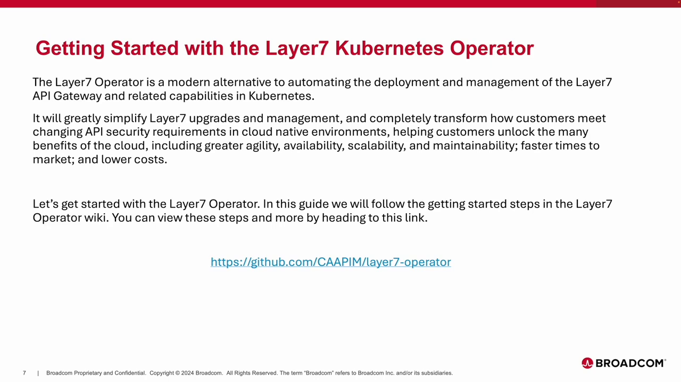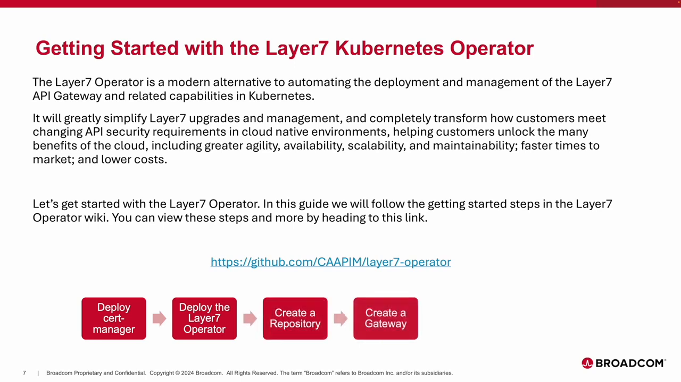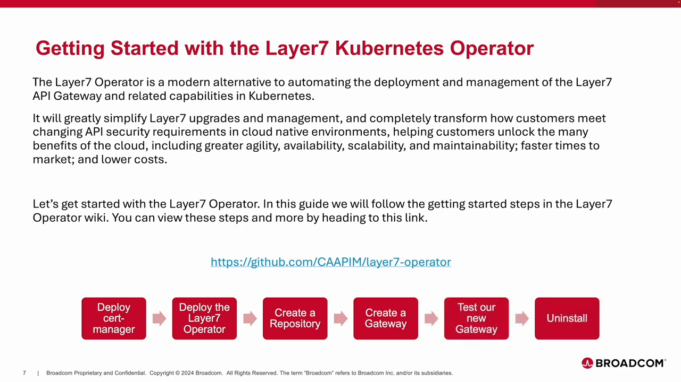The process that we will follow is: deploy Cert Manager. Cert Manager is required for providing certificates for validating and mutating webhook configurations. Deploy the Layer7 operator. The operator will be deployed in a namespace called Layer7 Operator System. By default, it will watch gateways and repositories in all namespaces. Create a repository. Create a gateway. Test our new gateway. And finally, uninstall all of the resources that we've created.